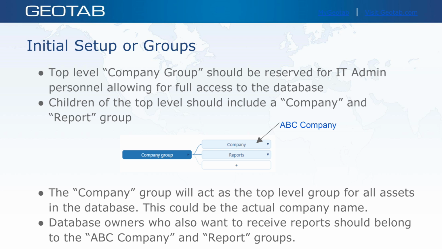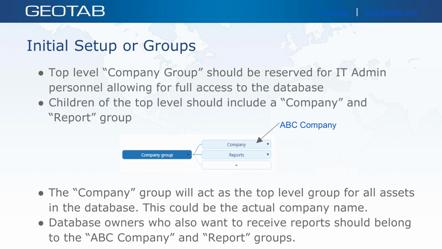So the company group, or the ABC company group, will act as the top-level group for all assets in the database. So this could be the actual company name, and the database owners who also want to receive reports could belong to the ABC company and the report group. And we'll talk about that report group in just a moment and explain what we mean by the reporting and how a user can have access to that.